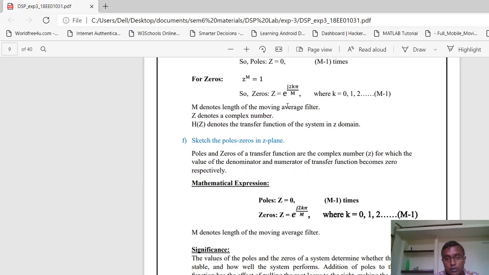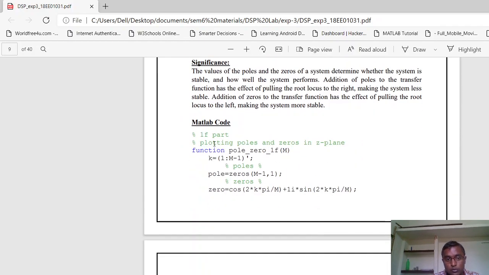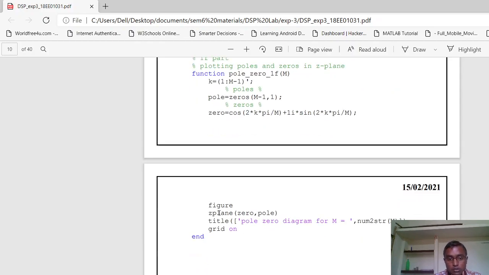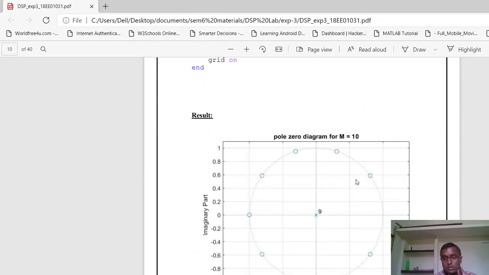Sketch the pole zeros. We have calculated the pole zeros, now we just have to sketch. So here I have used my MATLAB code. Here I have made a column vector of all the poles, and here I have made a column vector of all the zeros. Then I have sent them to the z plane, and this is our output. This is our zeros and this is our pole.